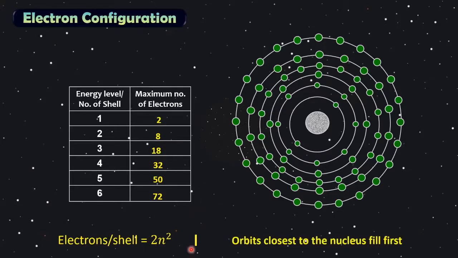And take note, orbits closest to the nucleus fill first. An electron will always enter the orbital with the lowest energy level. So energy level 1 compared to energy level 5, the latter has a higher energy level. The shell closest to the nucleus has the lowest energy level. Another guideline in determining the electron configuration of an element is that electrons will fill an S subshell first before filling the P subshell.